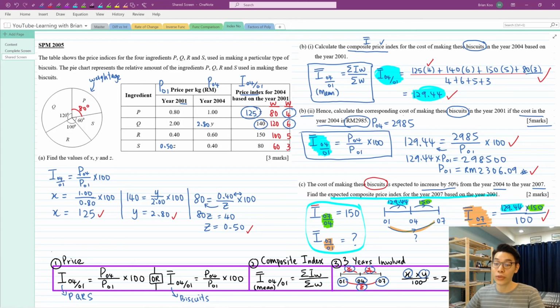Okay, so that is all you need to know. The three formulas, remember, if they are related to the price, your first formula. If you are given weightage, your second formula for composite index. Your third formula is to be used when you have 3 years involved. Okay, so that is all you need to know.